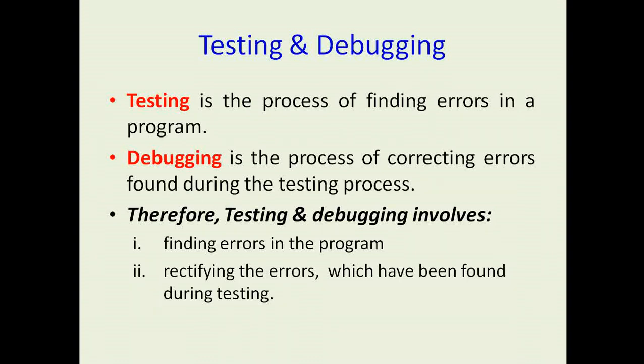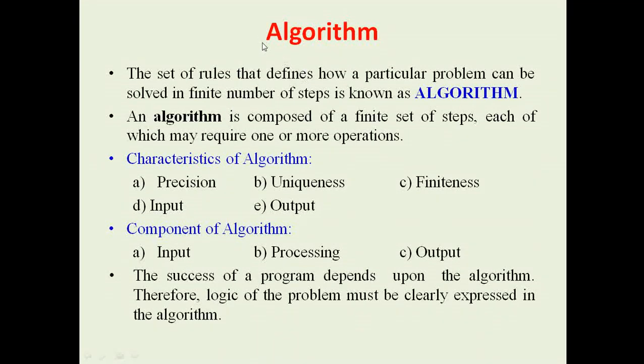errors in a program. Debugging, this process of correcting errors found during the testing process. So the debugging is a process in which we are rectifying the errors that occur during the process of testing. Therefore, testing and debugging involves finding errors in a program and rectifying errors which have been found during the testing. Now the next term is called algorithm.